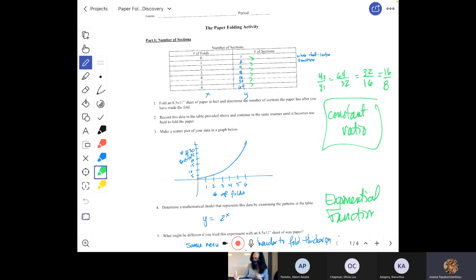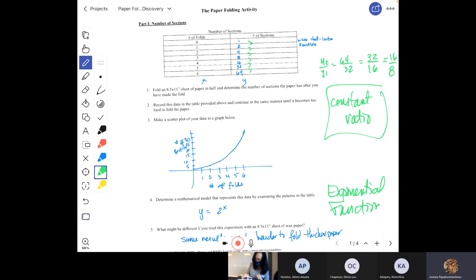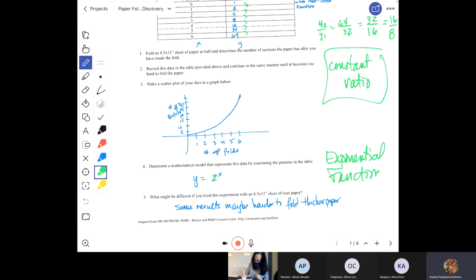They have a constant ratio. In this particular case, the constant ratio is what? 2. So that's where this base comes from. For an exponential function, we have y equals some constant ratio raised to the x power. The unknown value x is the exponent, hence the name exponential function.